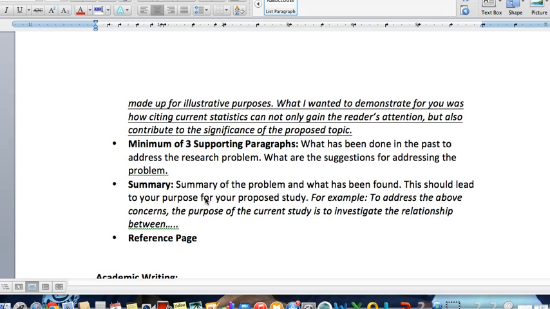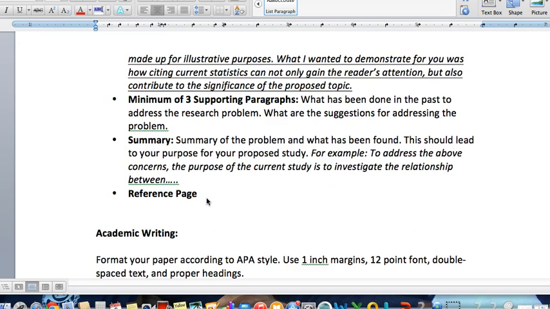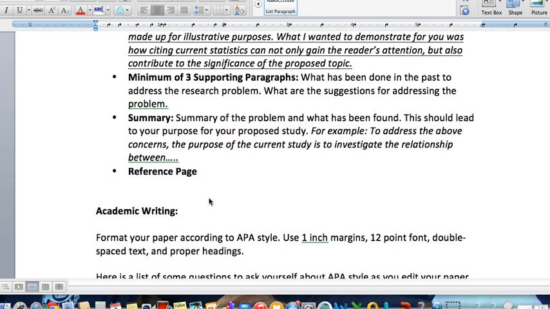Your instructions tell you exactly what you're supposed to do: you start with the introduction, a minimum of 3 supporting paragraphs, and then don't forget your summary. Many students seem to forget to put the summary. In the summary, just give me 3 or 4 sentences concluding, summarizing what your essay says about your topic or about your problem. And then, of course, don't forget your reference page.